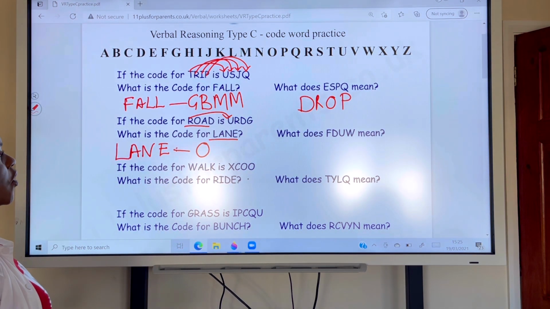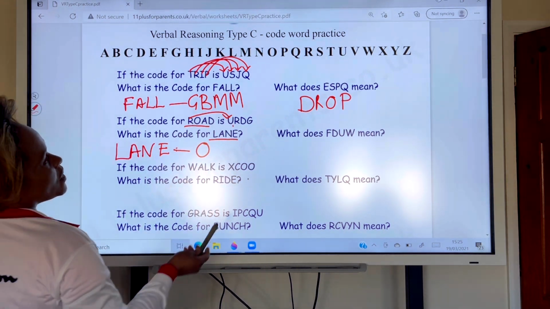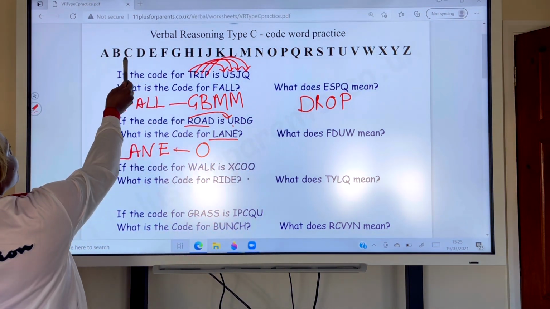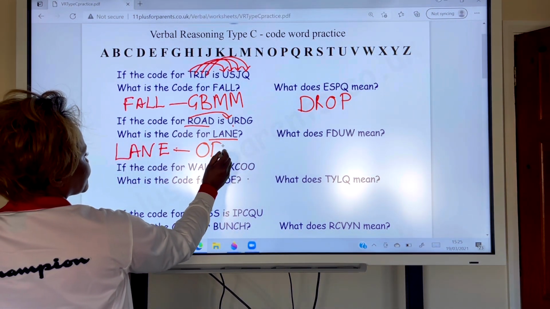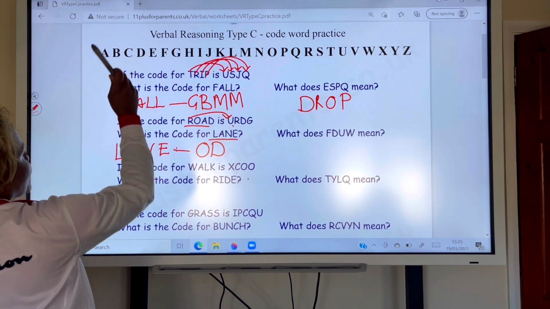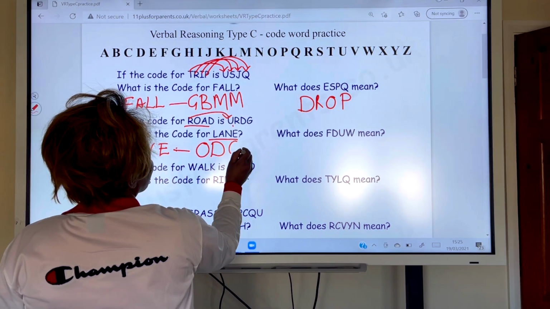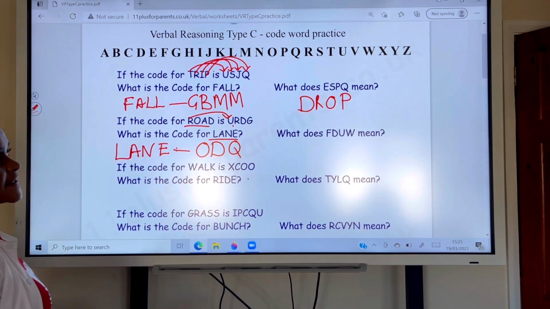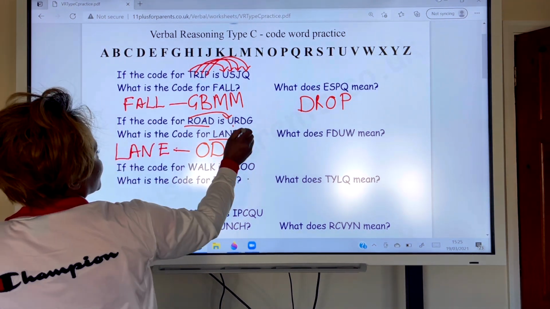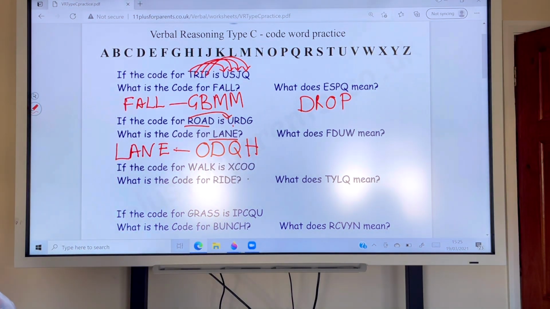The next one, O to R, 1, 2, 3 forward again. So A, 1, 2, 3, that will be D. Then A to D, 1, 2, 3 forward. So N, 1, 2, 3, that will be Q. As you can see, the pattern is going 3 forward. So E, 3 forward, 1, 2, 3, that will be H. So that will be the code for lane.